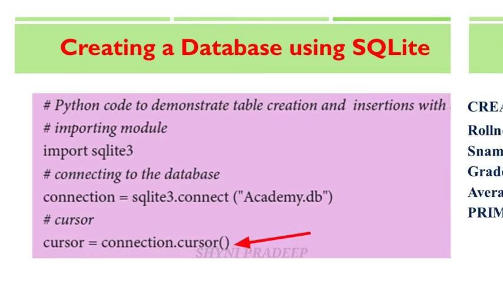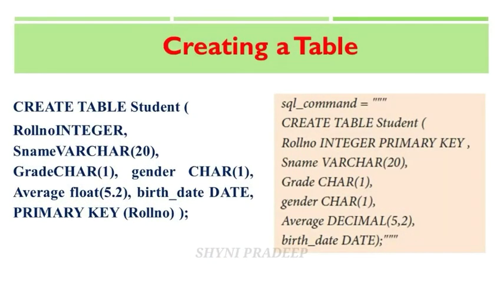Next topic is creating a table. After creating an empty database, you have to add one or more tables in this database. What is the database name? Academy. You have to add one or more tables in this database. Here the table name is student. You have to write like this: CREATE TABLE student.